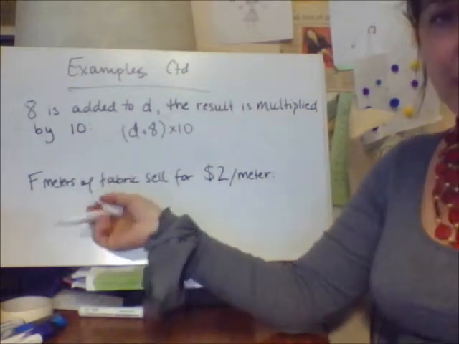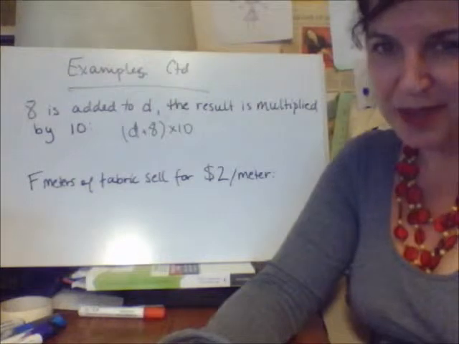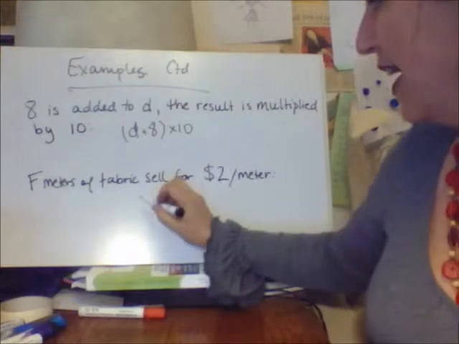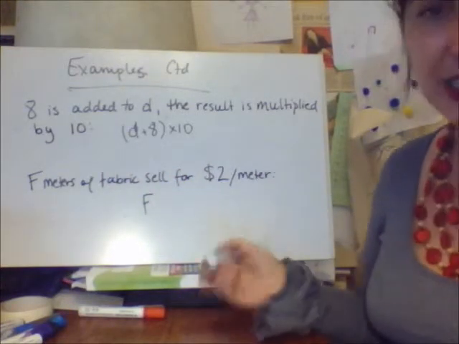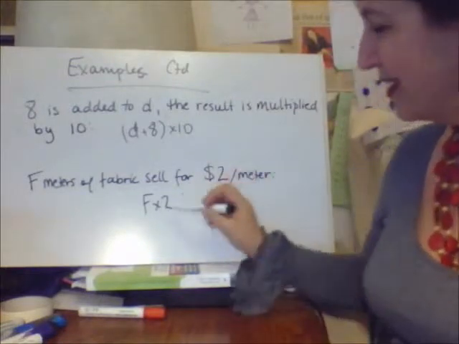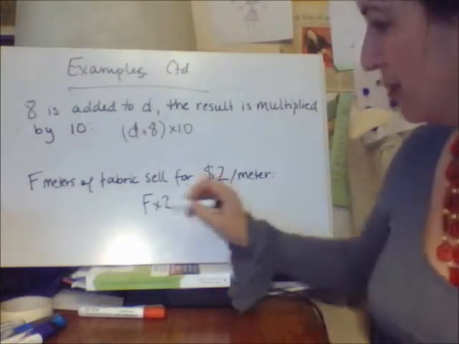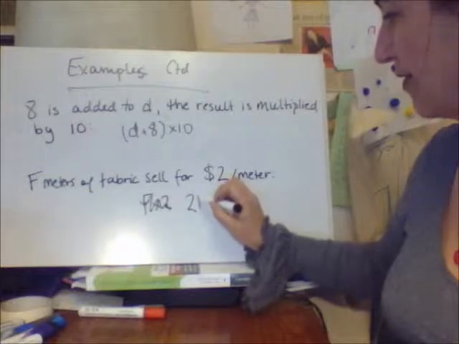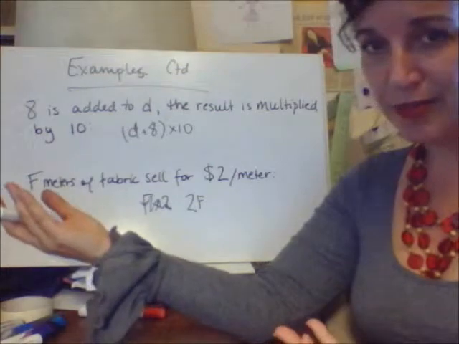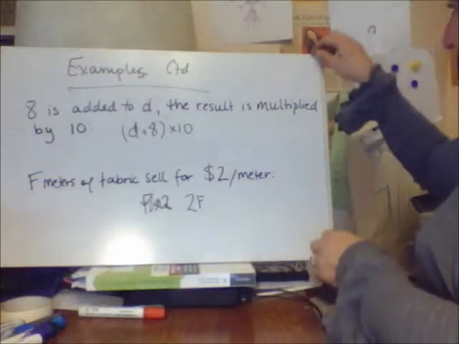Good. For the next one, F meters of fabric sell for $2 per meter. You don't know how many meters F is, so you're just going to use that as the variable, F, and it's selling for $2 a meter. Now you could say F times 2, but remember, as we said with algebra, is that times 2? Is that Fx2? It's pretty hard to tell, so we actually like it like this. 2F is the answer, 2F. And that just shows F number of meters of fabric multiplied by $2 will give you the price of the fabric. Okay, good.